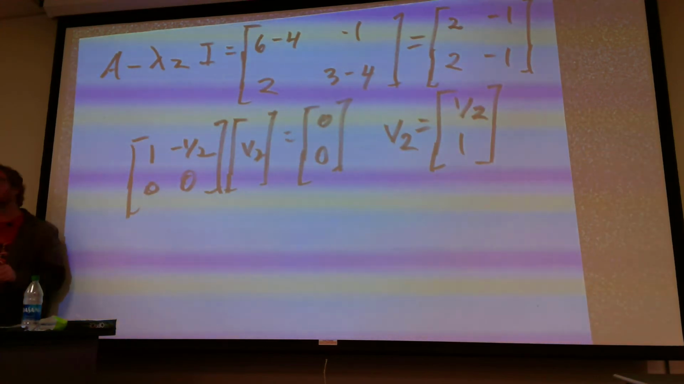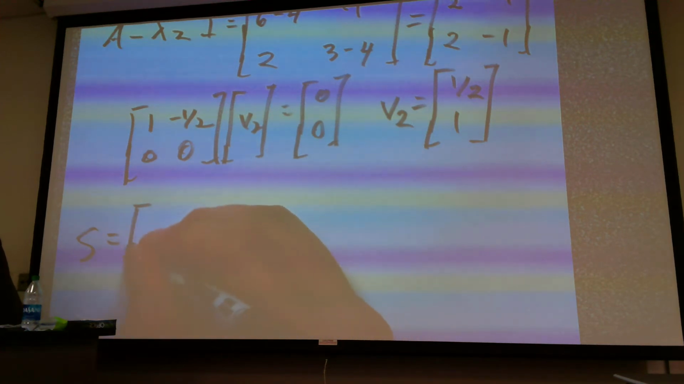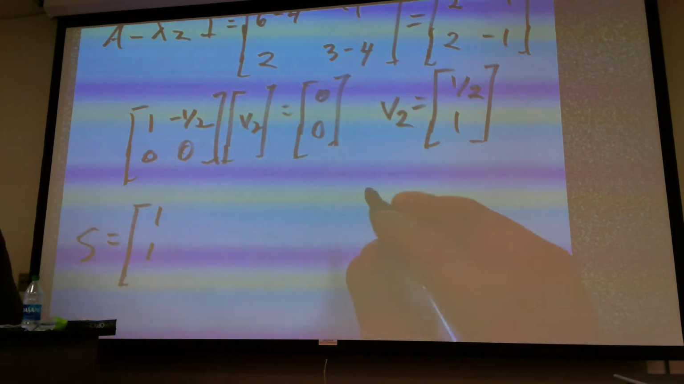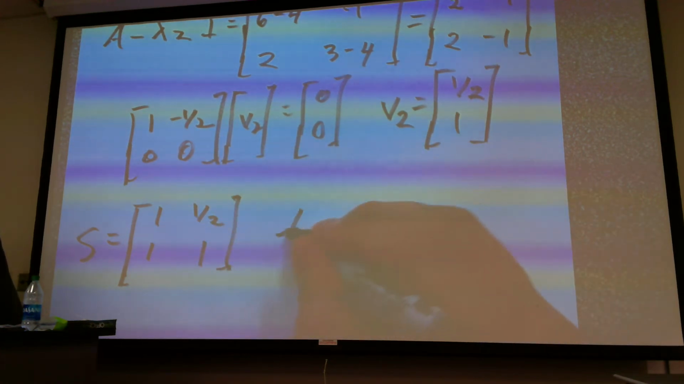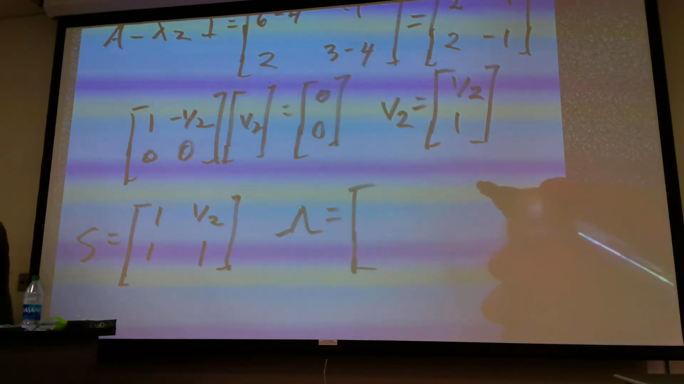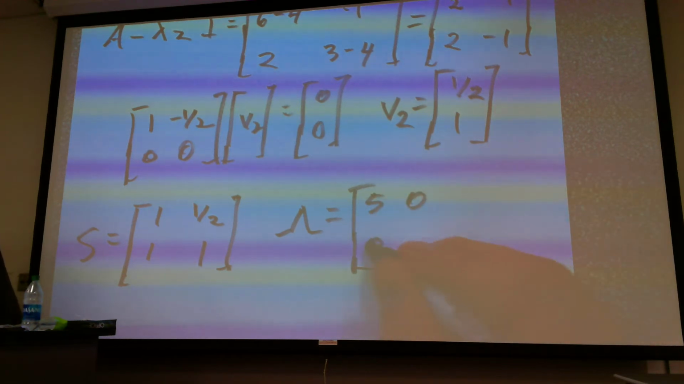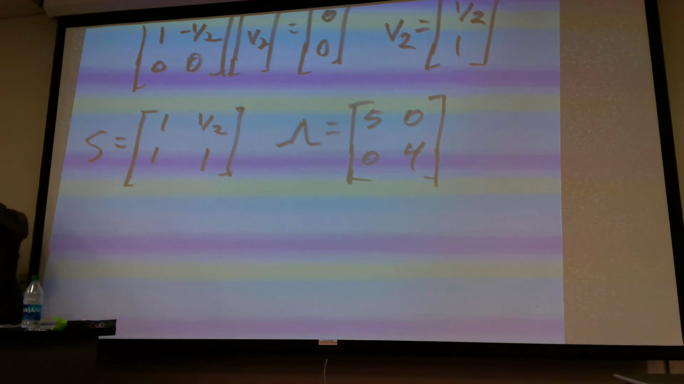So let's see where we're at so far. S is going to equal 1 and 1 and 1/2 and 1. And the diagonalization matrix is going to equal 5, 0, 0, 4. So our last step in the problem: we have S, we have the diagonalization matrix. Now we're going to look for S inverse. Let's set this up and find S inverse.